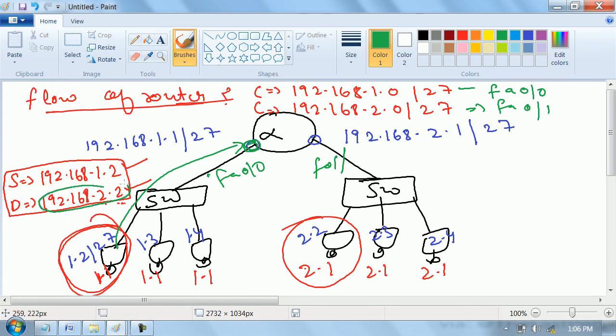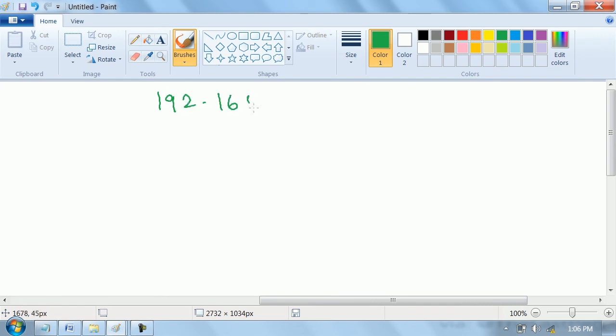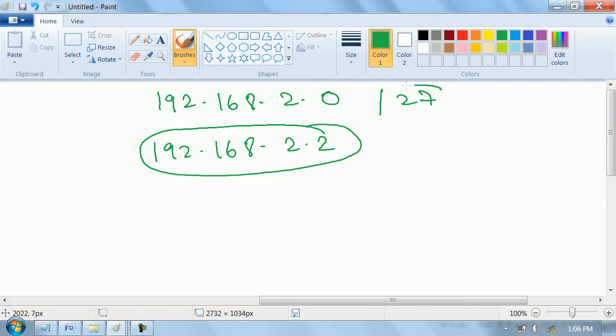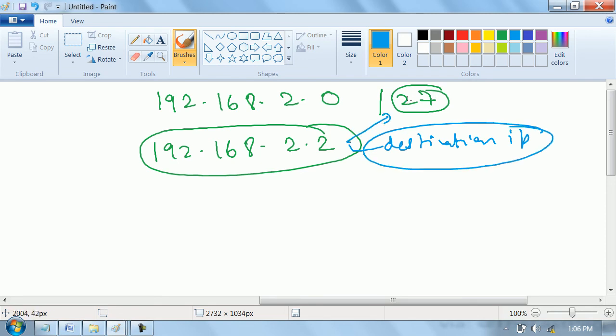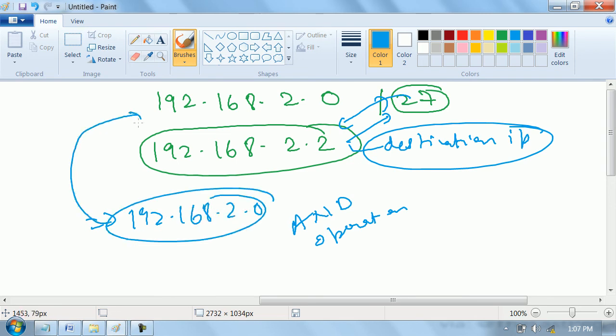What will the router do? Router will check the destination IP. Destination IP is 192.168.2.2. How will the router match? Network ID is? Agree? Any problem? My IP address is, and the subnet mask is slash 24. Router will use this IP and this subnet mask. Agree? My destination IP and its own subnet mask. What will the router do? Router will apply the AND operation. What network ID will the router get? Same as this. It means this IP address belongs to which network? This network.